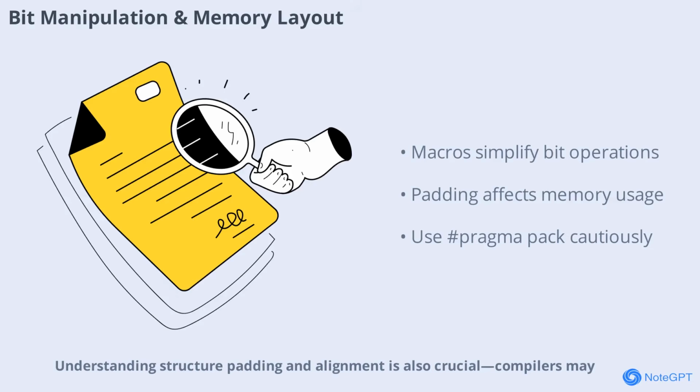Compilers may insert padding bytes to align data members for faster access, which can increase memory usage. Ordering struct members from largest to smallest can help minimize wasted space. In some cases, such as protocol packing, #pragma pack is used to remove padding, but this should be done with care to avoid performance penalties. Mastery of these low-level details is essential for efficient embedded programming.